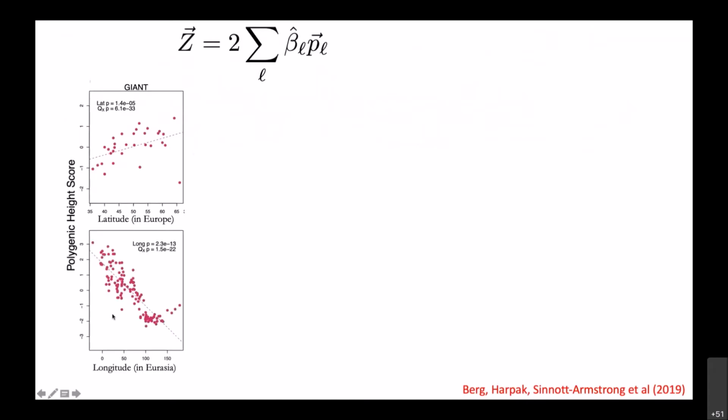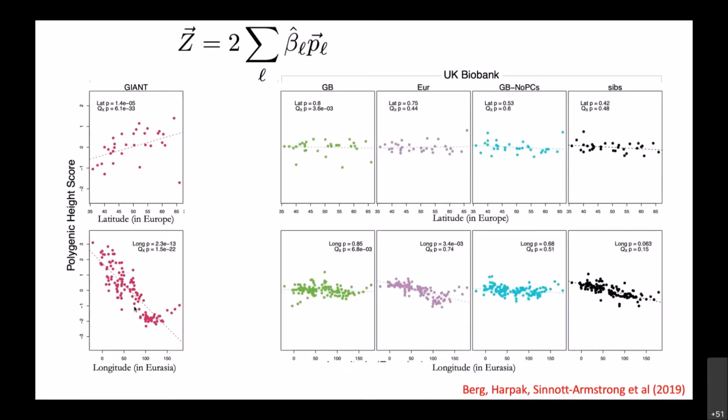We saw a similar, in fact even stronger, signal of polygenic scores for height decreasing sharply as you move from west to east across Eurasia, which we interpreted as another signal of the same ancestral selection events. However, when we compute the polygenic scores using the UK Biobank resource, we see basically no signal.